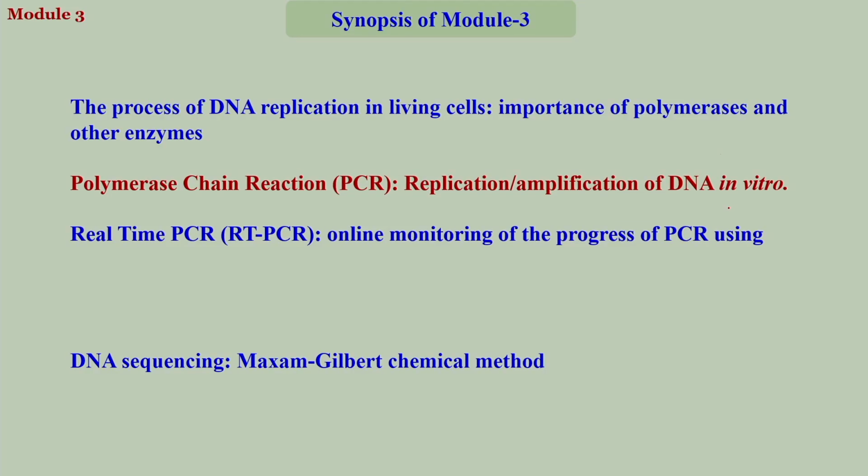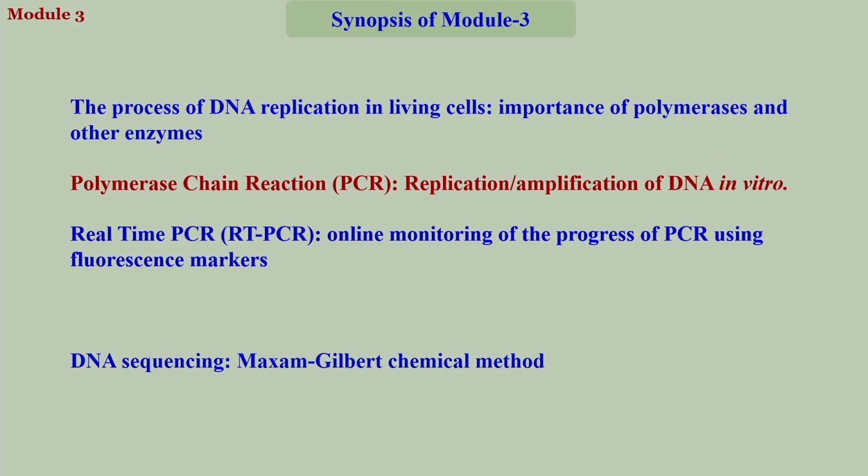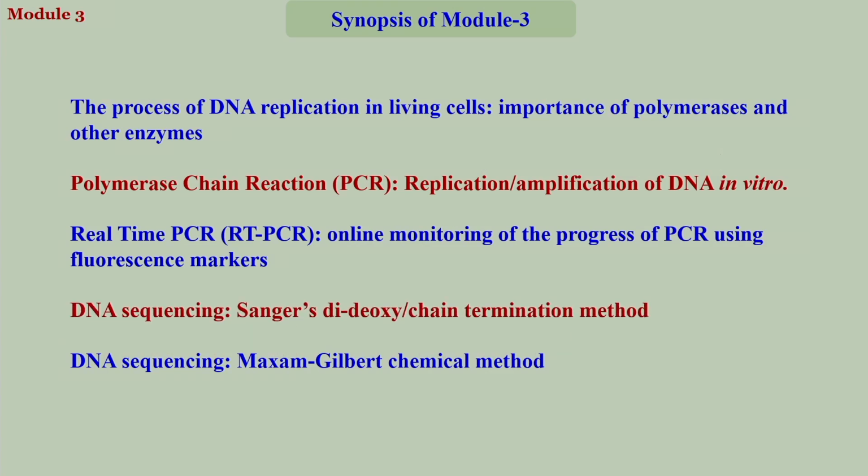Third, real time PCR, how you can monitor the PCR that is going on, whether you are getting your correct DNA amplified or not, using fluorescence tags or fluorescence markers. And then DNA sequencing: we have covered Sanger's method, which is the dideoxy method, also known as the chain termination method. And finally, today we have covered the Maxam Gilbert method for DNA sequencing.